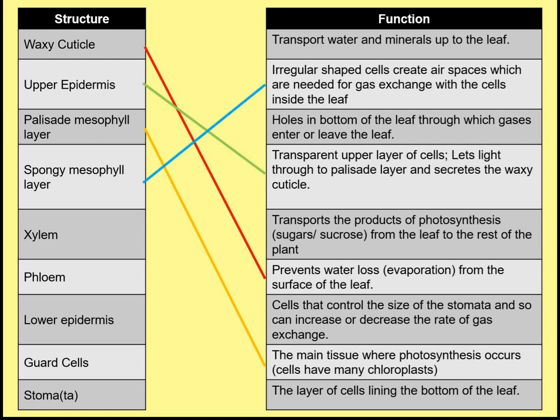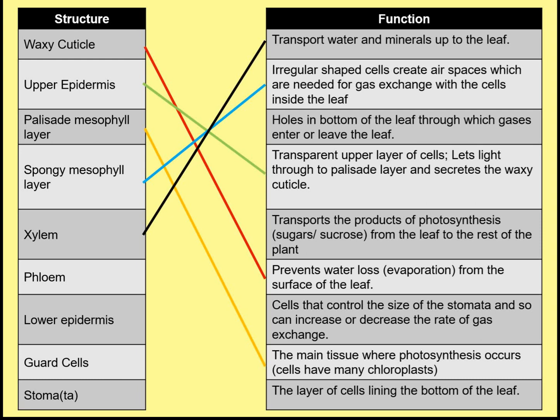Underneath that you've got your spongy mesophyll. These are more irregularly shaped cells, and we saw that when we were looking at transpiration. This creates the air spaces that are needed for gas exchange, so that gases can diffuse from the air outside the leaf through the stomata, through the air spaces, mainly towards the palisade cells. We think about carbon dioxide, especially for photosynthesis.